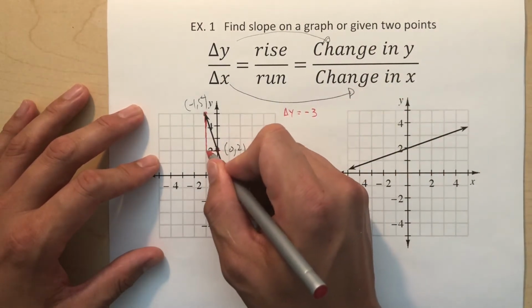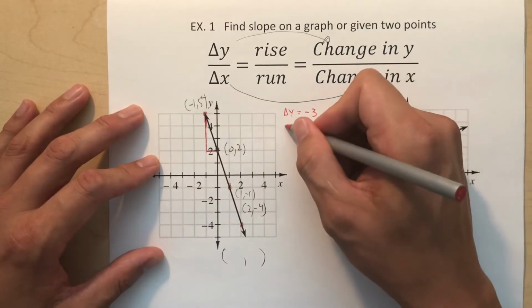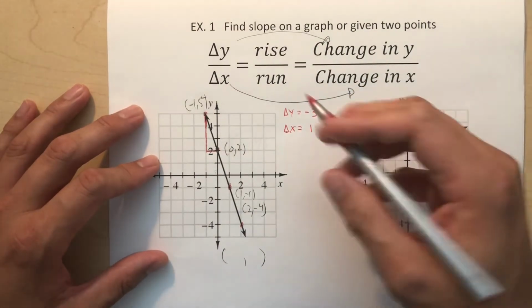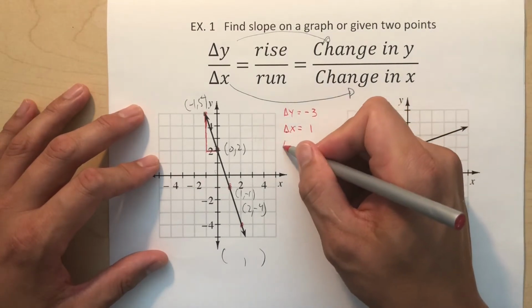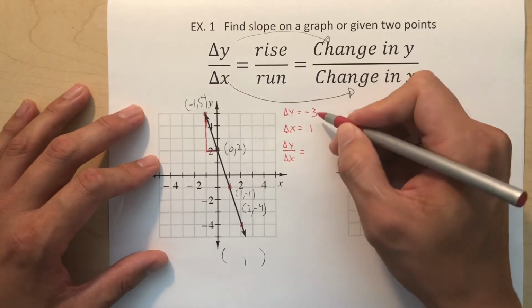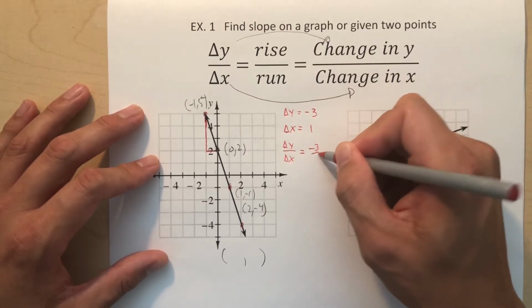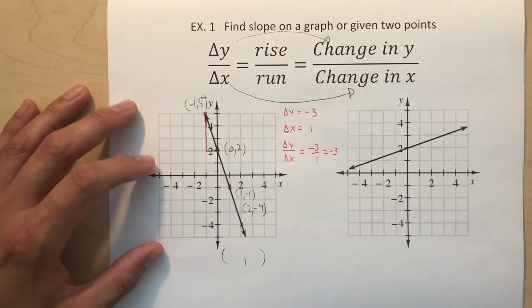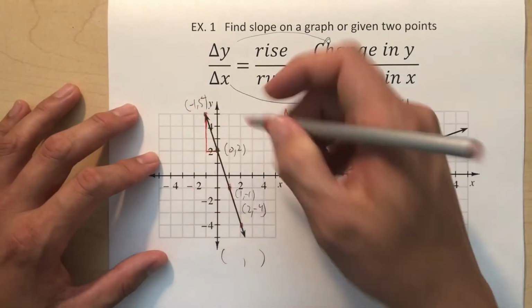So your change in x is going to be 1. All right, now your slope is always the same thing, the change in y over the change in x. So your slope is actually -3 over 1. Or in this case, you can just write down -3, which is also good enough. All right, we'll talk about these 2 points later.